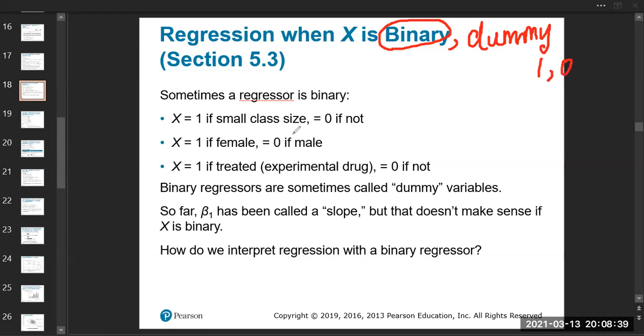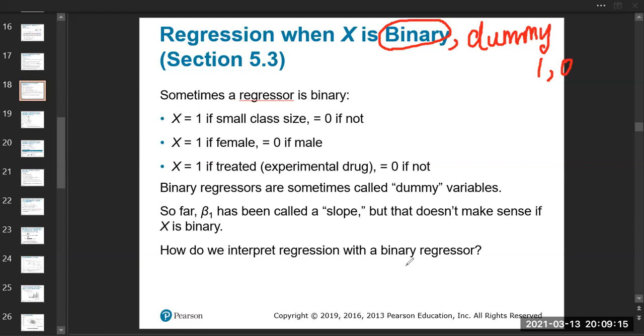It can be win and lose. It can be small class and large class. It can be female, male. Well, right now you can have more than two genders. It can be treated and not treated, if it's in a clinical trial setting. So binary regressors are sometimes called dummy variables. So far, beta 1 has been called the slope, but that doesn't actually make sense if X is binary.